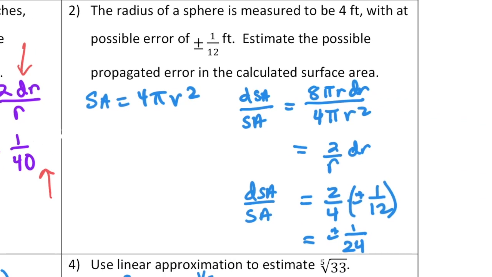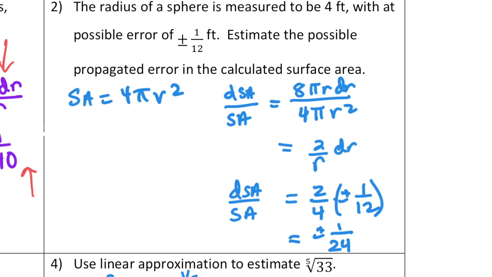For question number 2, once again, we're looking for the propagated error. You do need to know surface area of a sphere. So if you didn't have that in your list of things to know, put it there now.